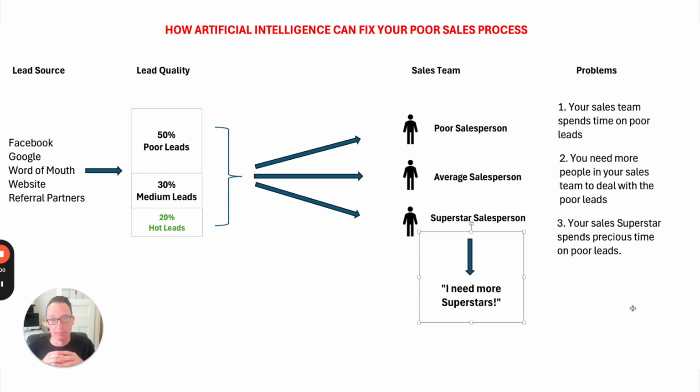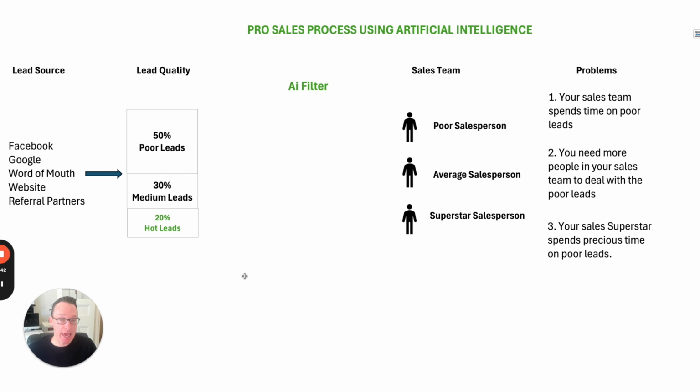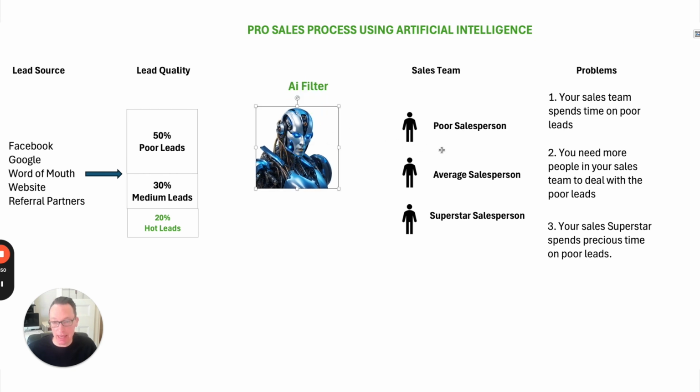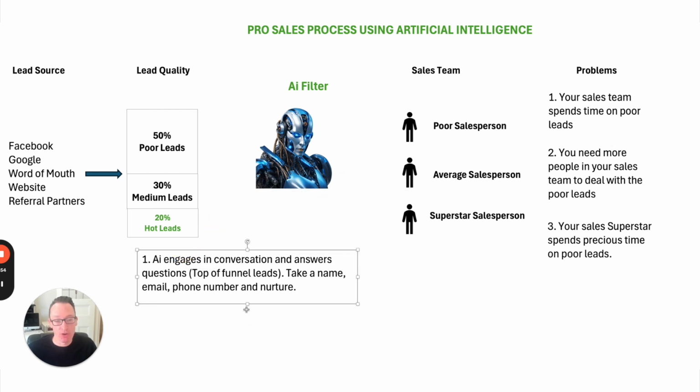Let me explain. So this is the same sales process I just took you through, but what we're going to do now is we're going to insert AI as a barrier between the leads and the sales team. What we want the AI to do is to firstly, particularly with these poor leads, engage in a conversation with these leads and answer questions.